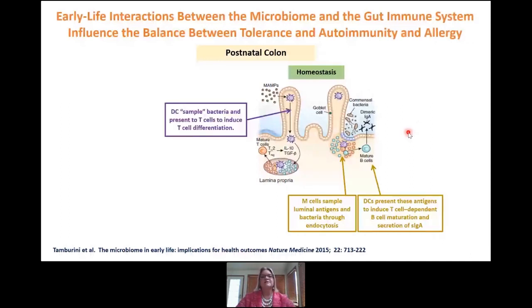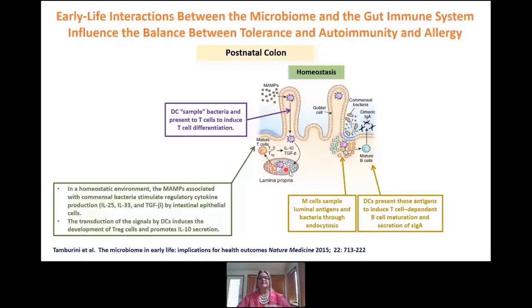The dendritic cells can also sample bacteria. The MAMPs present those to T cells and induce T cell proliferation and differentiation. And so you're seeing Th2 and Tregs and secretion of IL-10 and TGF-beta. So again, in homeostasis, you have this crosstalk continually happening between the commensal microbes and the microbiota in the infant to induce tolerance and avoid autoimmunity and allergy, through these cytokines that are being secreted.